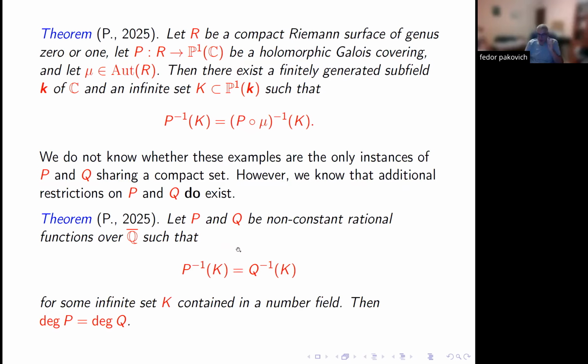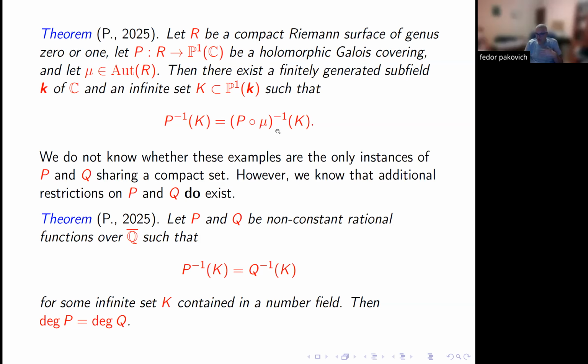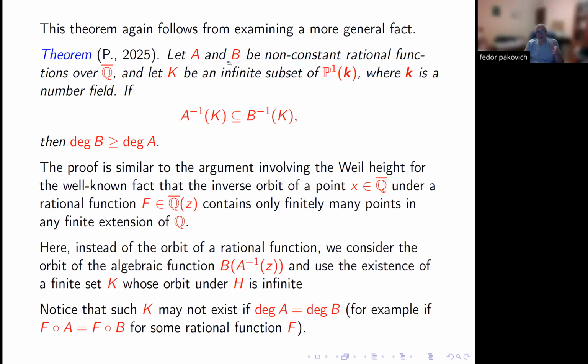Namely, it is possible to show that if you have two rational functions such that the preimages coincide, then they should have the same degree. So you see, it is not directly related to this result, because in this result they are just left factors. But in the examples, they do have the same degree. It is formulated for number fields, but actually it is also true for finitely generated fields. But what is the idea? Here again, you can use some more general facts.